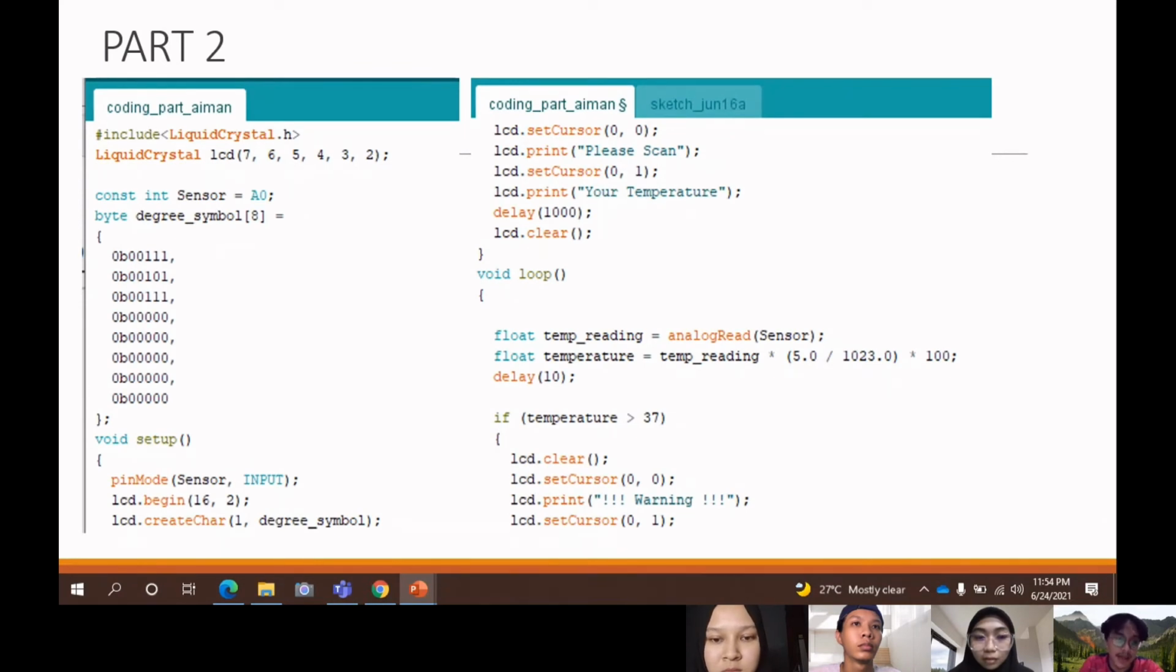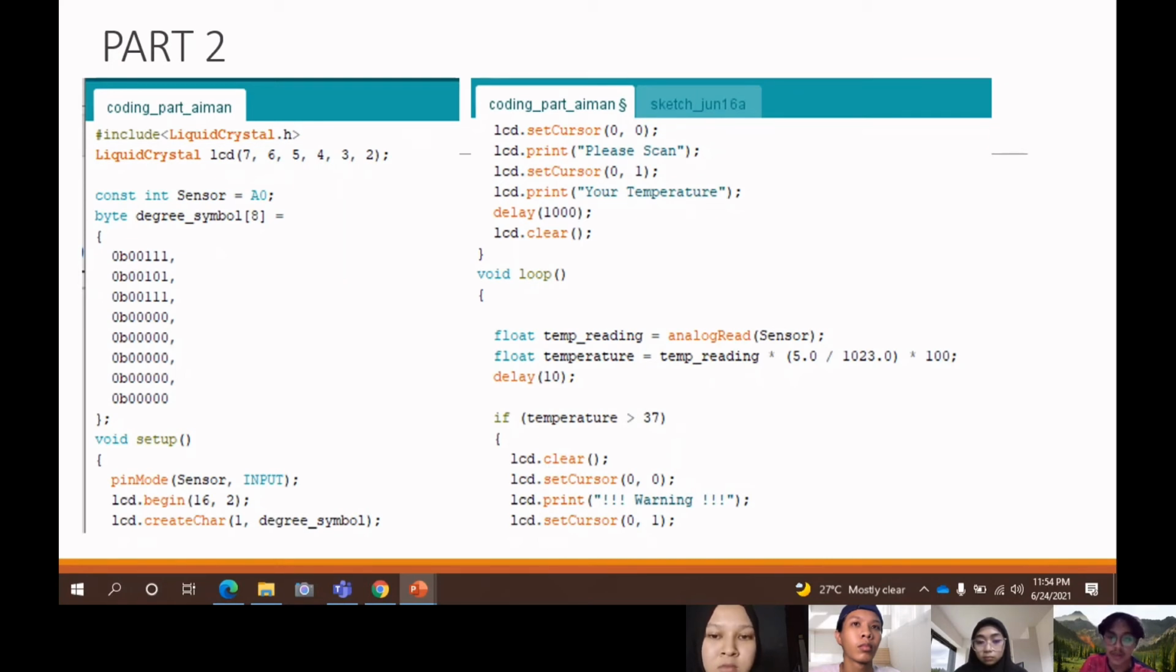Najiha. This is my part, and this is my coding. For this coding, I use sensor input at pin A0. I set up the temperature sensor with a binary code, and then I set up the LCD display. Please scan your temperature with delay 1 second, and then I set up 37.